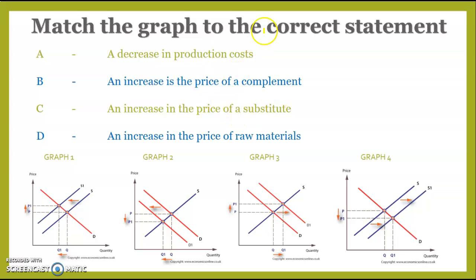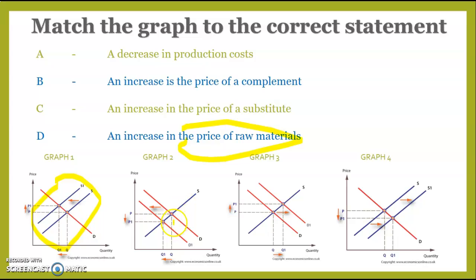Again, last point, you'll match up the graph to the right statement. So this one here, supply shifted to the left. Which one's going to cause supply to shift to the left? That would be an increase in the price of materials used in production. Okay, so 1 matches up with D.